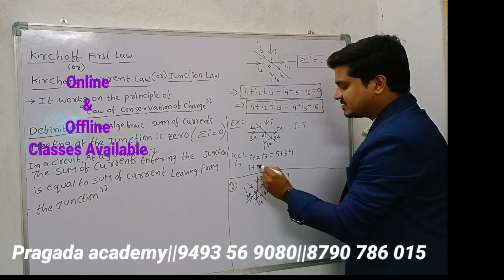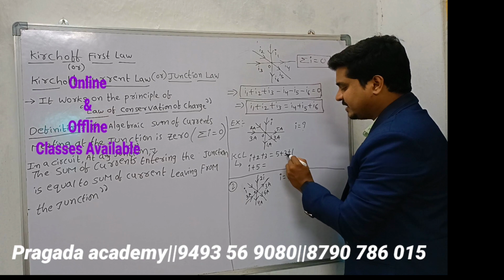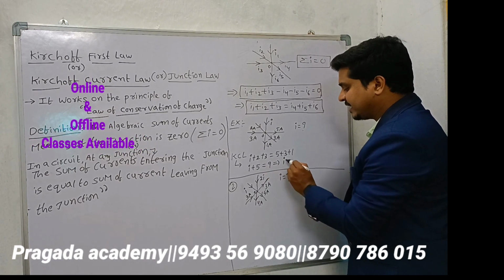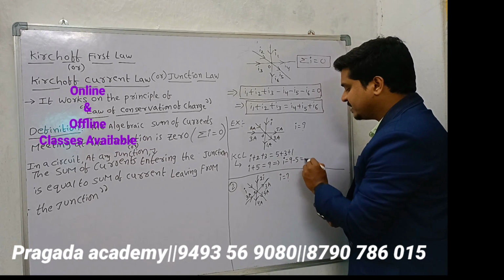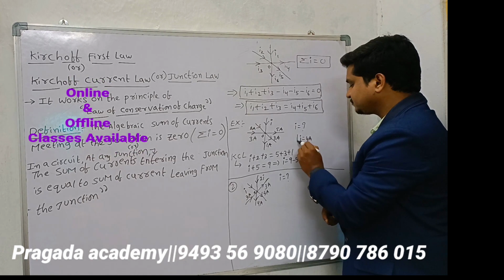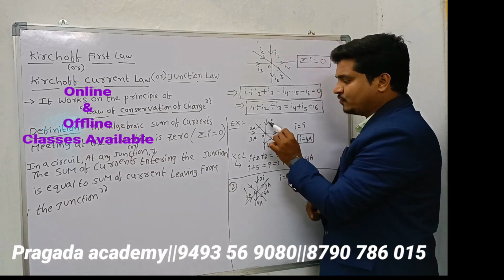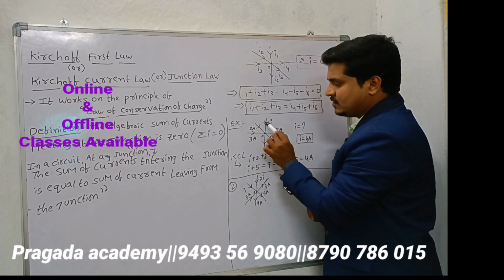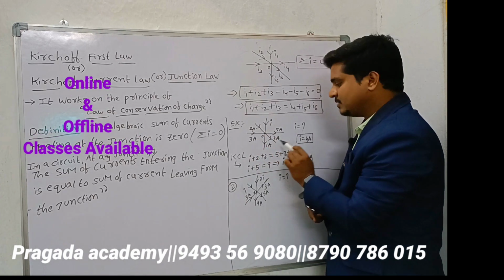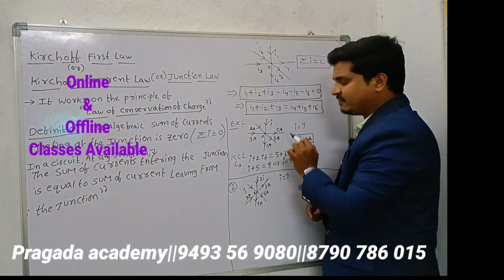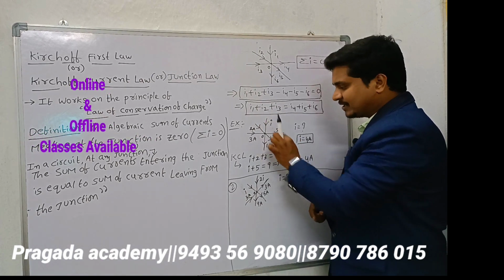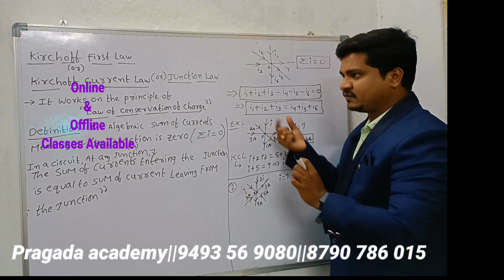So I plus 2 plus 3, how much? 5. 5 plus 3 is 8, 8 plus 1 is 9. Plus 5 coming to the right side becomes minus 5. So I value will be 9 minus 5, you will get 4 ampere. If you substitute I as 4, 4 plus 2 is 6, 6 plus 3 is 9. So the sum of the currents entering is 9 amp. The sum of the currents leaving, 1 plus 3 plus 5, is also 9 amp. So the total current entering the junction equals the total current leaving the junction according to Kirchhoff first law.